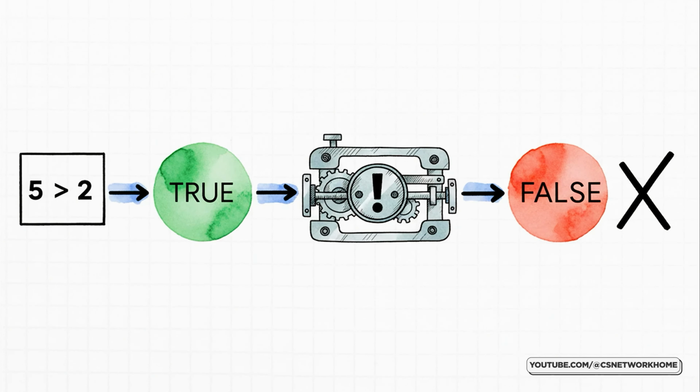Let's look at a quick example. We all know that the statement 5 is greater than 2 is, of course, true. But if we stick that NOT operator in front of the whole thing, we're basically telling the computer to give us the opposite. So NOT true becomes false. It's just a simple flip.